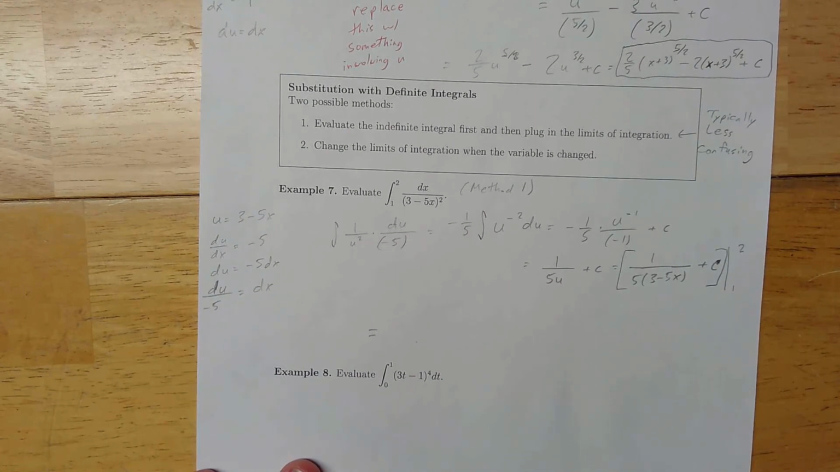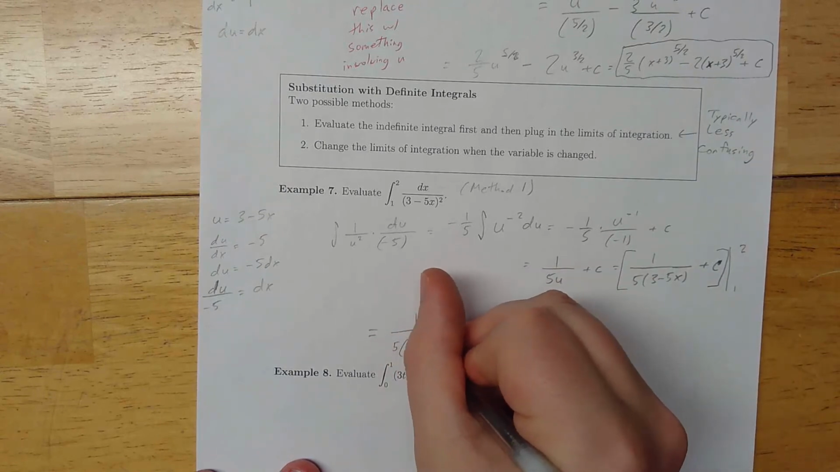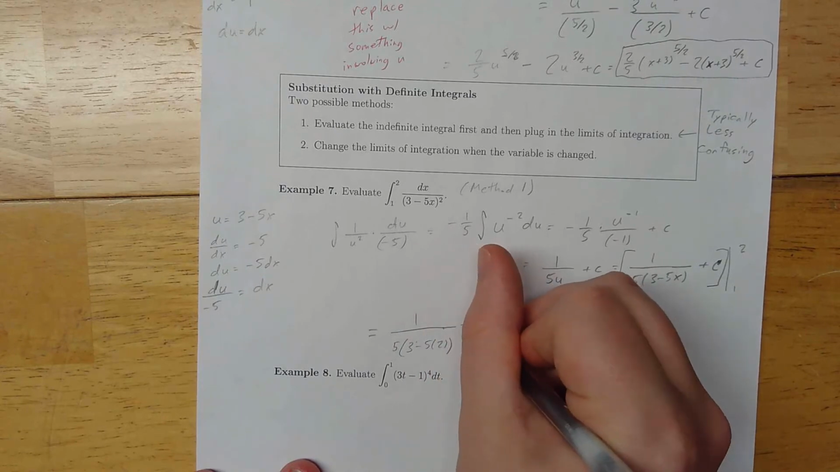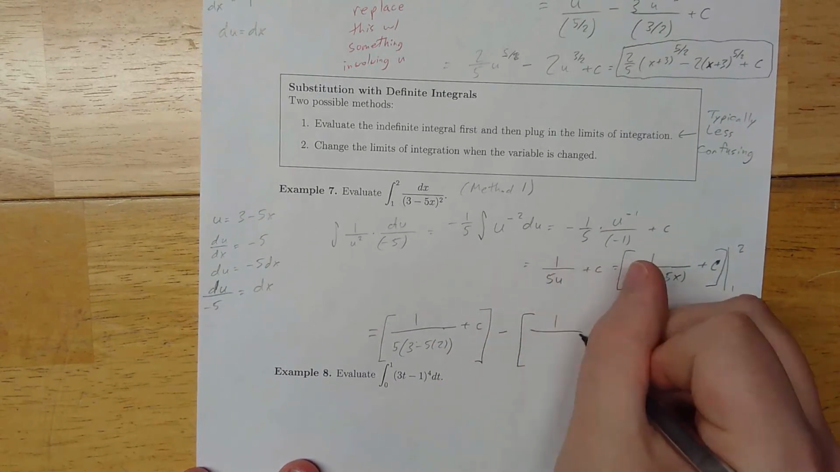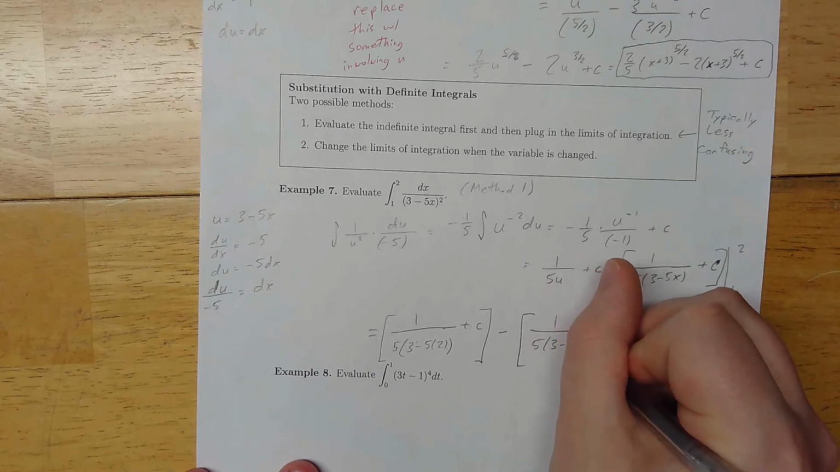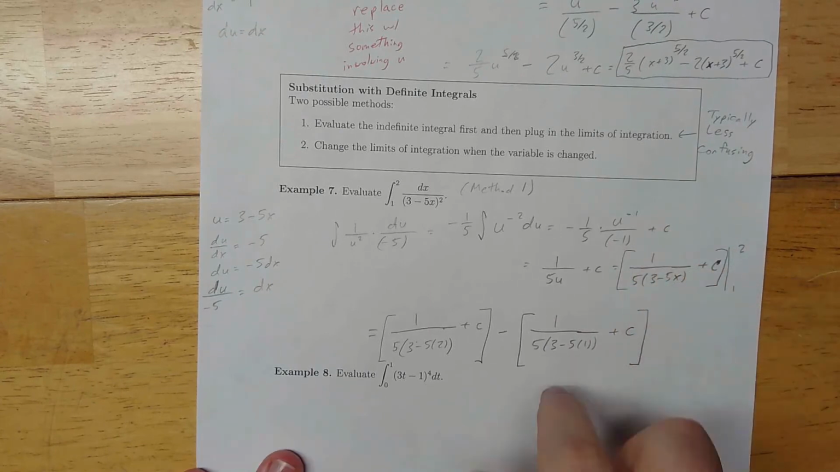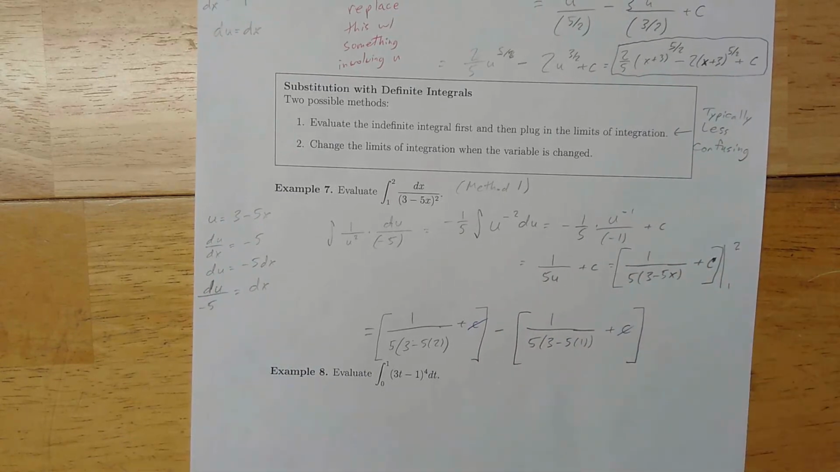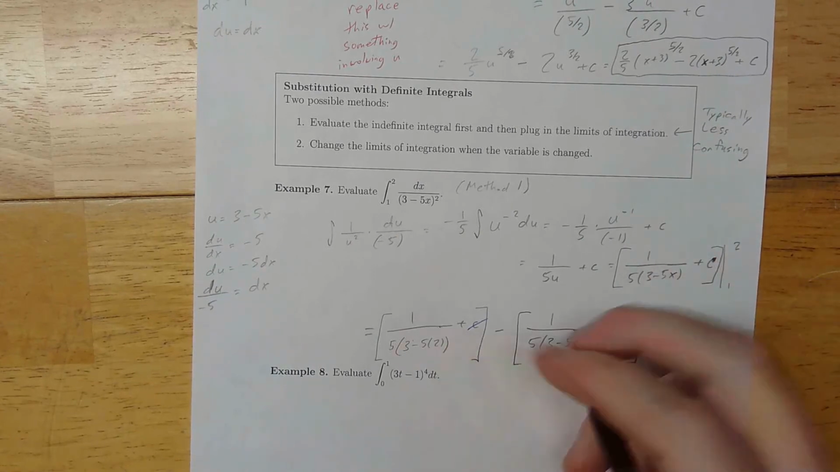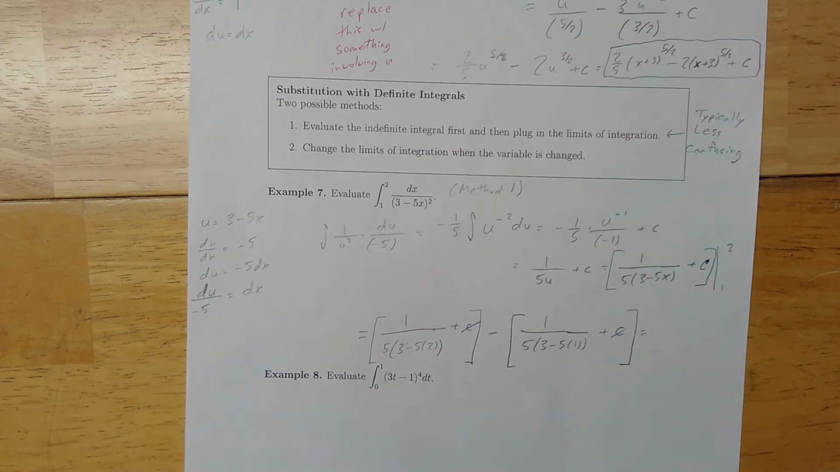So this then becomes 1 over 5 times (3 minus 5 times 2) plus c, minus 1 over 5 times (3 minus 5 times 1) plus c. By the time we've distributed this negative, the c portions are going to cancel. And what we'll get is 3 minus 5 times 2. 3 minus 5 times 2 will be negative 7.